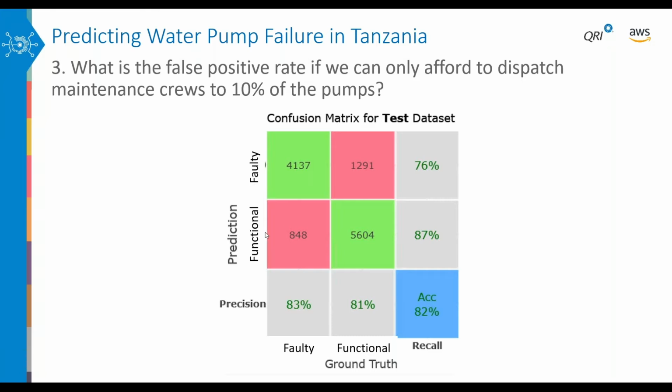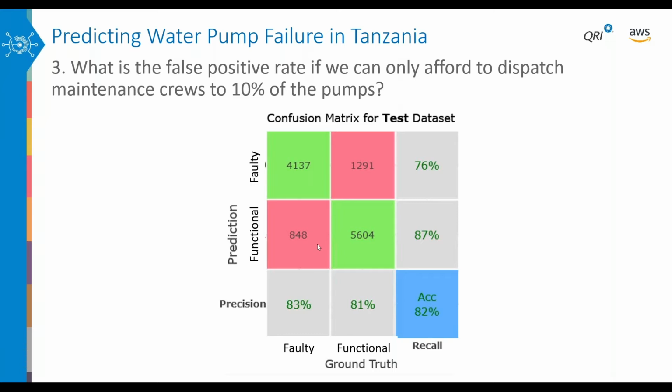A confusion matrix tabulates the counts of predicted versus ground truth categories. So on the vertical axis here, we have the predicted categories, functional or faulty, and on the horizontal axis, we have the same for ground truth. For this confusion matrix, the decision threshold we used was 50%. The bottom left cell reflects the number of false positives.